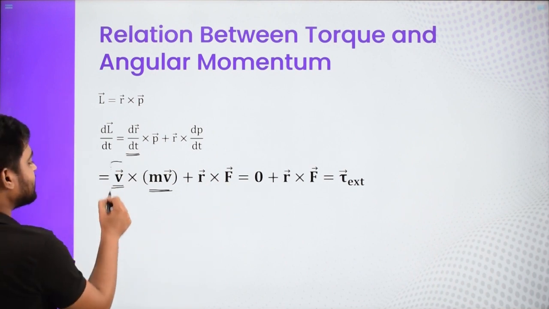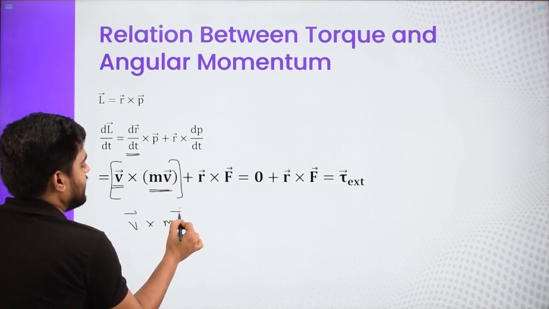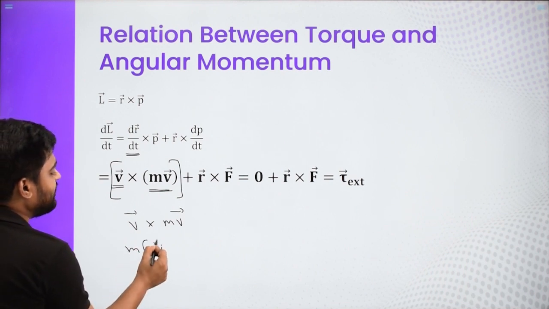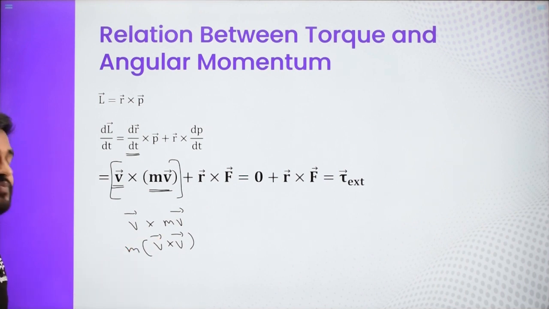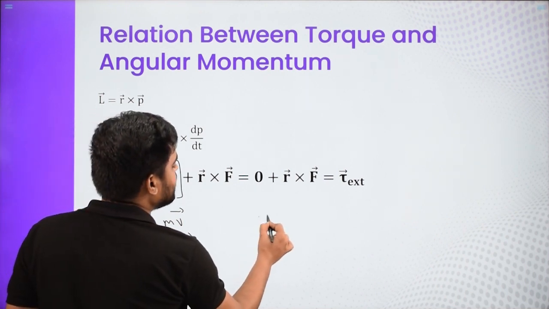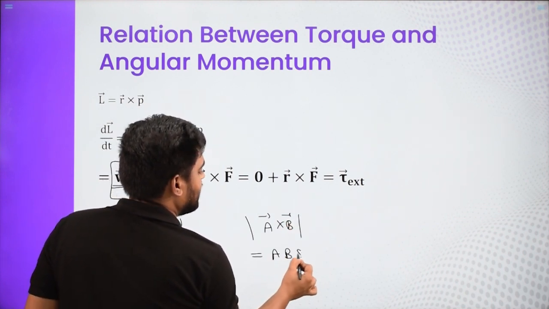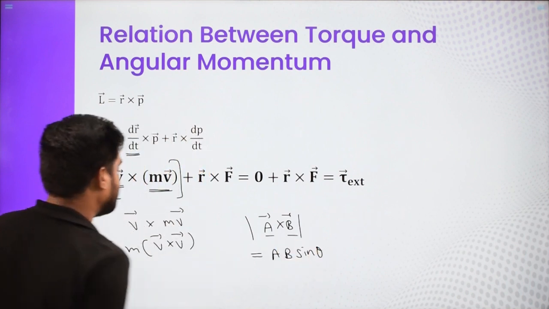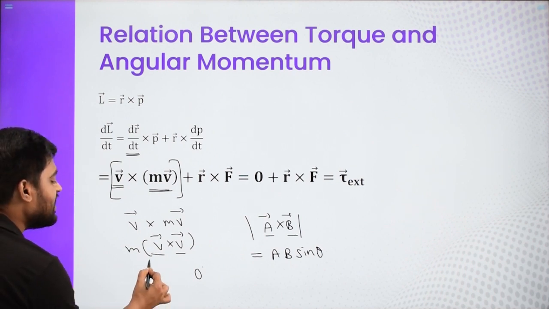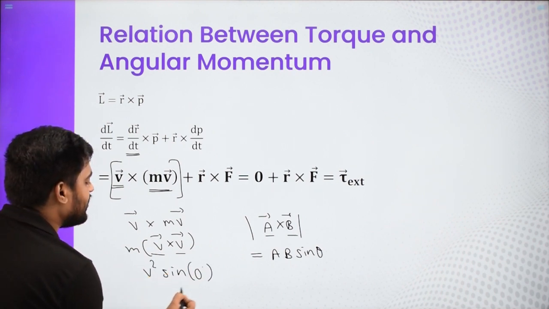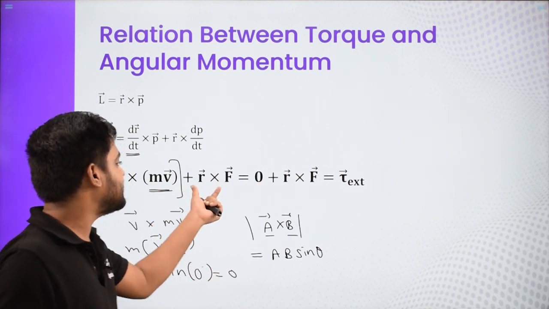Now when we do this, it is basically v vector cross mv vector, and this m can come out. It is basically v cross v, and the cross product of a vector with itself is always 0, because how do you define a cross b? The magnitude is ab sine theta, where theta is the angle between a and b. But what is the angle between v and v? That is 0 degrees. So the magnitude is v into sine 0 degrees, and that is going to give me 0. So this term is 0, and what remains is r cross F.